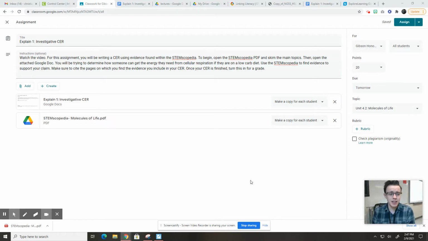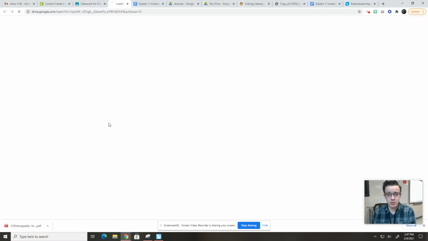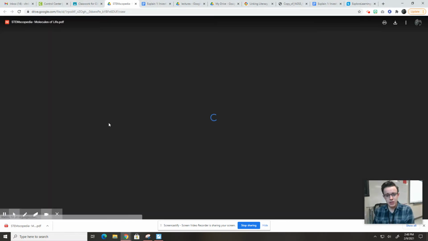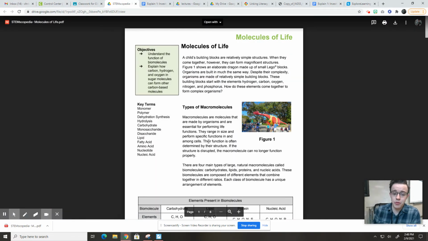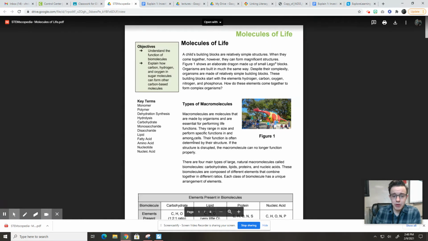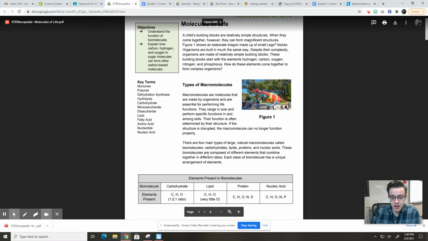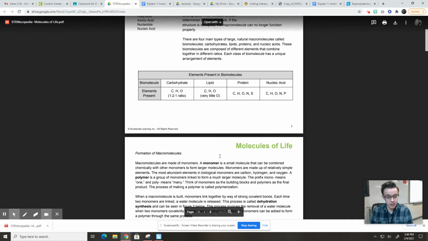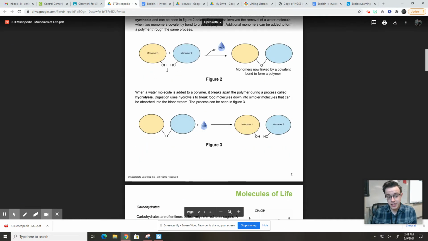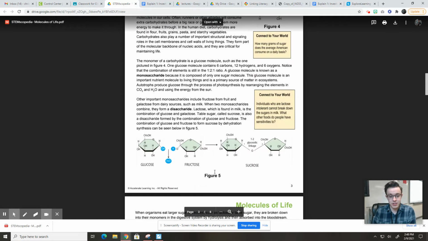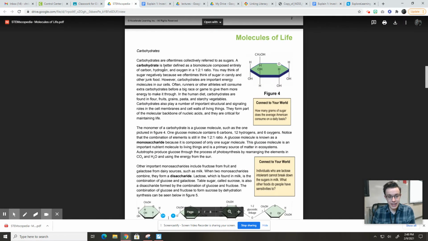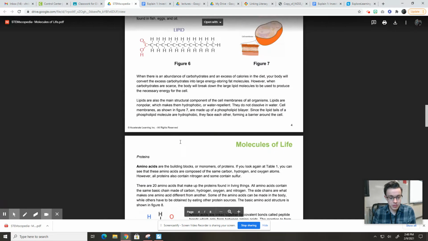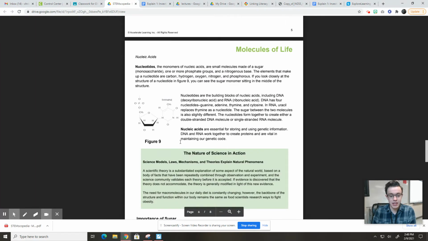All right, so to begin, it says that you need to open the Stemscopedia, and I would just skim this. If you want to go through and read it word for word, you can, but I would just skim the main topics. We've got the types of macromolecules: carbs, lipids, proteins, nucleic acids. Here are the elements that are in each one. We've got dehydration synthesis and hydrolysis. We've got a more in-depth look at carbs, an in-depth look at lipids, proteins, nucleic acids.